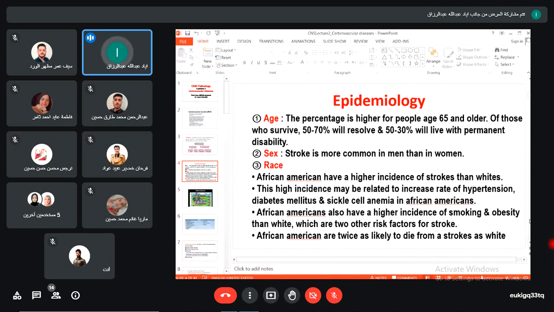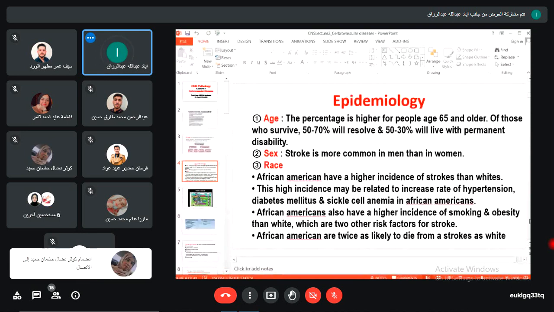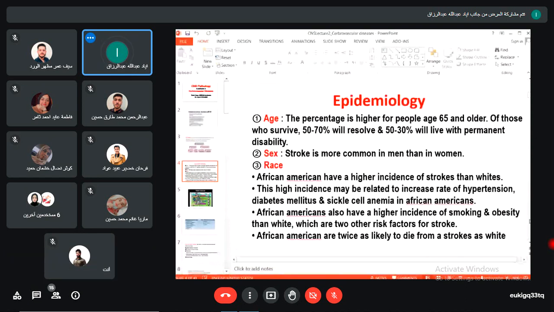Concerning the sex, the gender of the patient, men are affected more than women. Anybody could tell me why? Can someone tell me why men are affected more than women? Any idea? Students, can you hear me? I want someone to answer me why stroke is more common in men than in women. No one knows? Because hypertension, diabetes, and other risk factors are more common in men than in women.